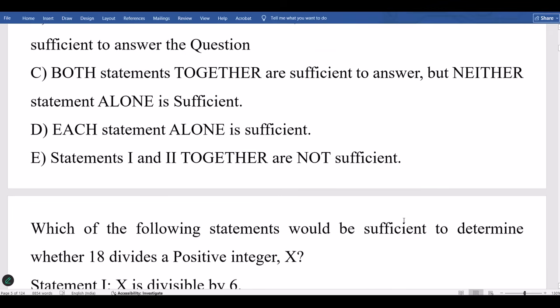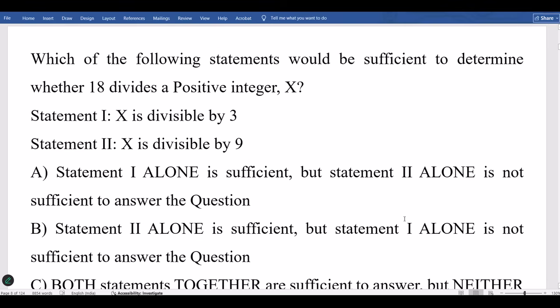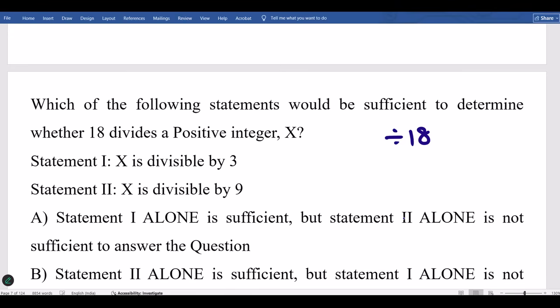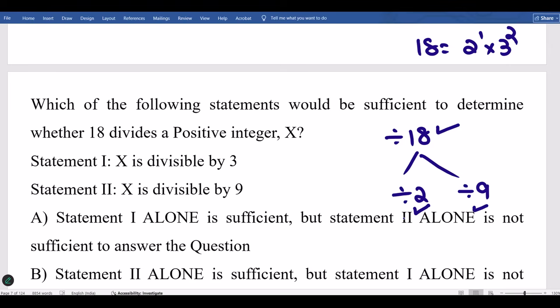Data sufficiency, you people are a bit aware of. Now, divisible by 18. A number is divisible by 18 means it must be written in terms of prime number powers. So it should be divisible by 2 and divisible by 9. Then only I can say it's divisible by 18. If it is divisible by 2 and divisible by 9, I can say divisible by 18. Not with only these two. So both statements put together is waste. Whether the given number is divisible by 18 or not, if you want to decide, it should be divisible by 2 and divisible by 9. Both statements put together not sufficient here.